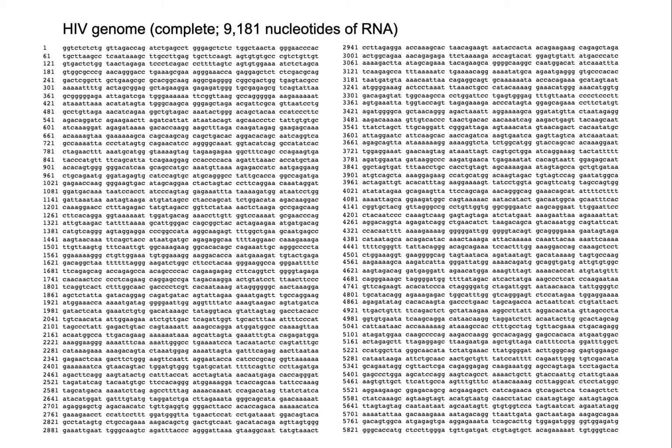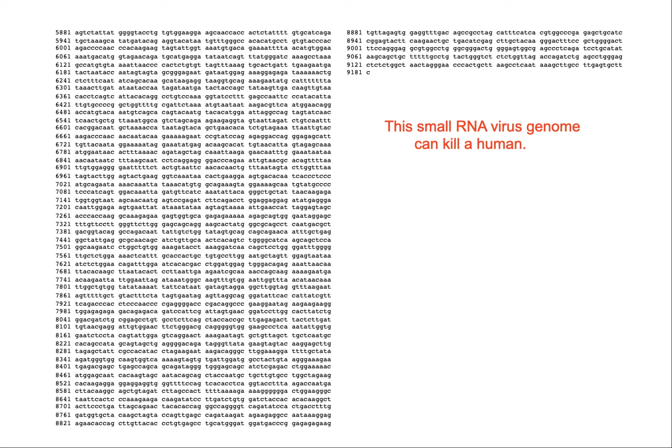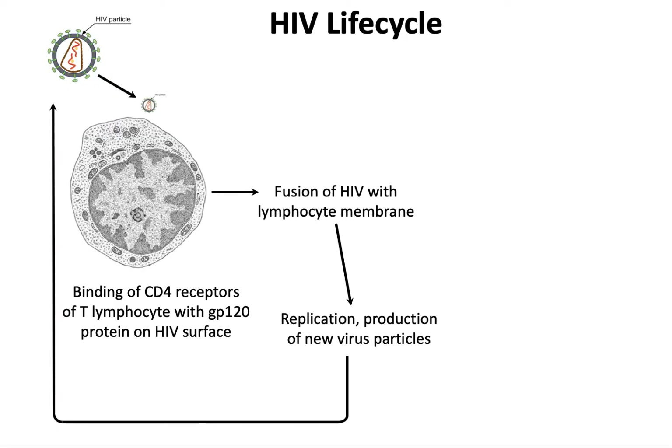Here is the sequence of HIV. The complete sequence is 9,181 nucleotides of RNA, although there are variations on this total length for different strains of HIV. And it's always surprising to me that you have a virus with a very small genome, only 9,100-something nucleotides, but it can take down and kill a human that has a genome size of 3.2 billion nucleotides. Here's the life cycle of HIV.